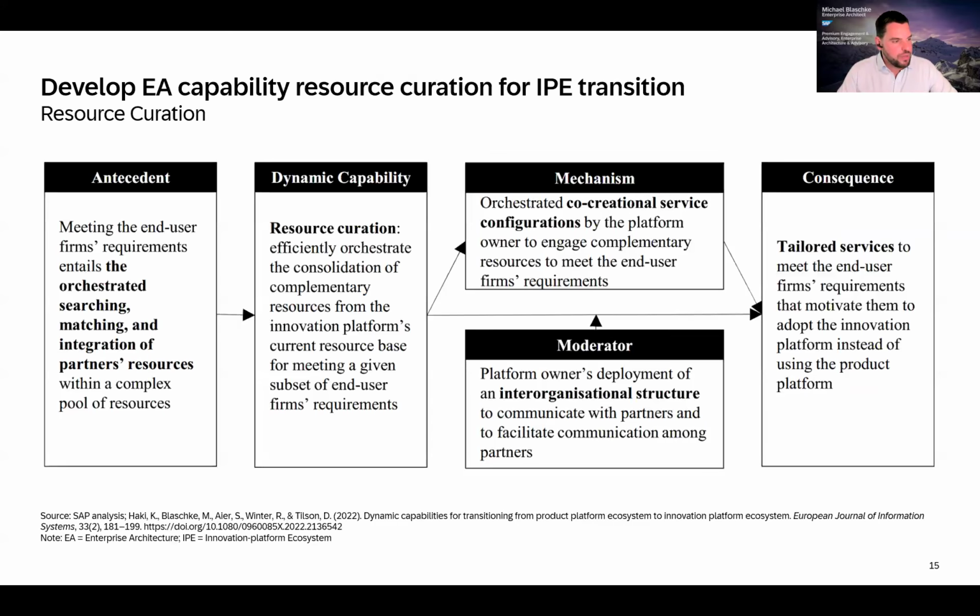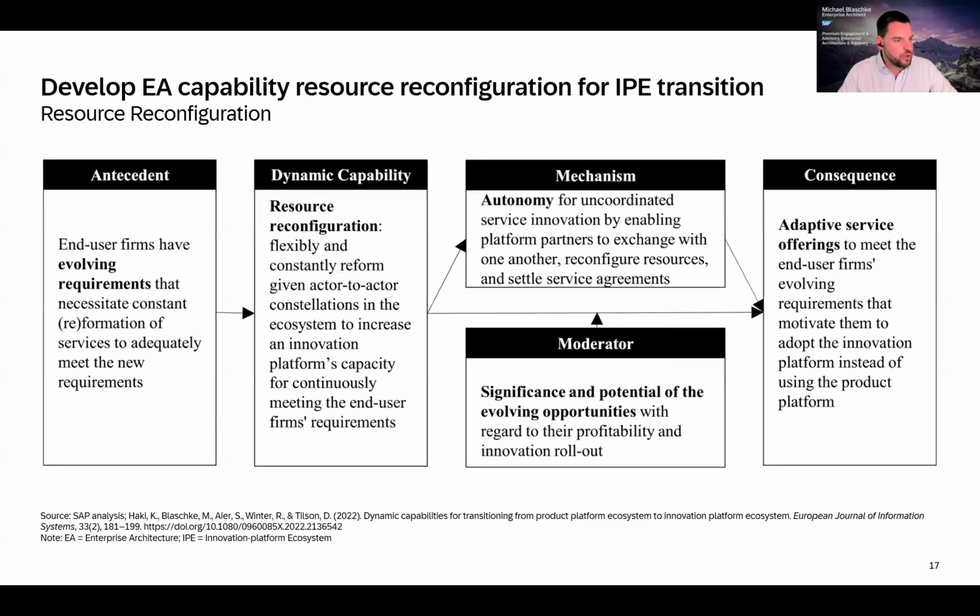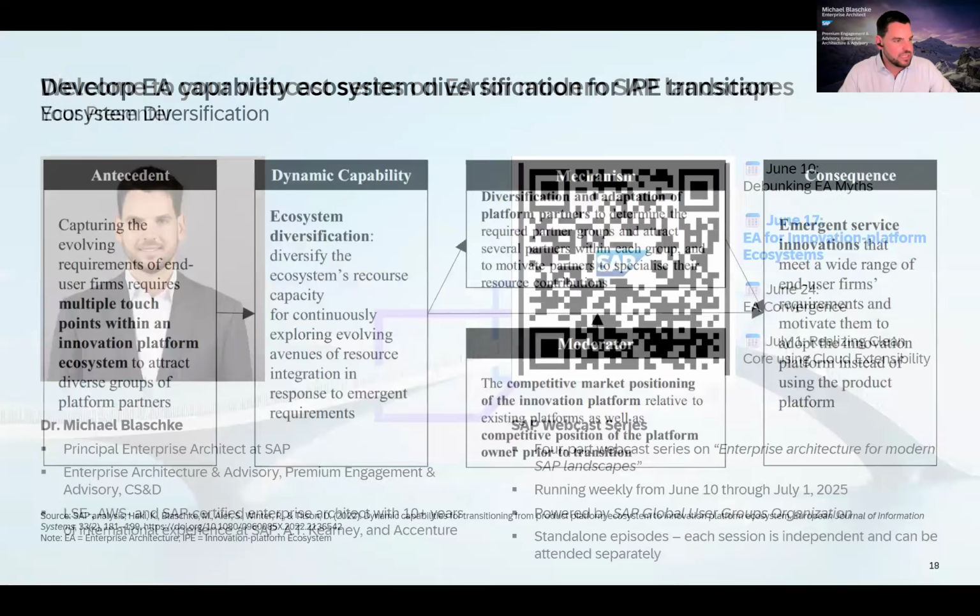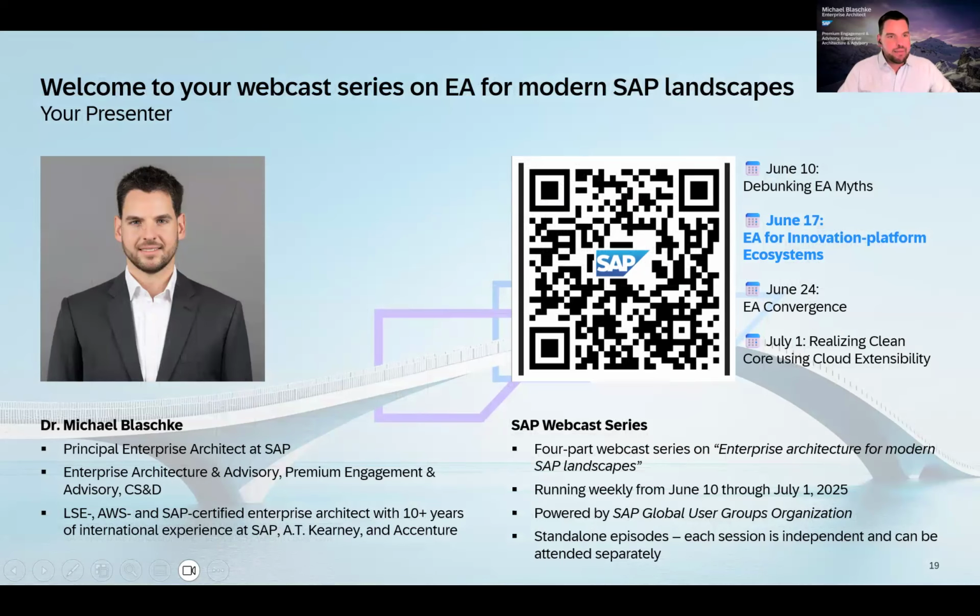Okay, so as promised, you find the deep dive into all 4 EA capabilities. With that, let me conclude the presentation and invite you to 2 following webcasts, one on the convergence of enterprise architecture, including AI and business suite principles in the enterprise, and then also on realizing a clean core using, amongst others, cloud extensibility.